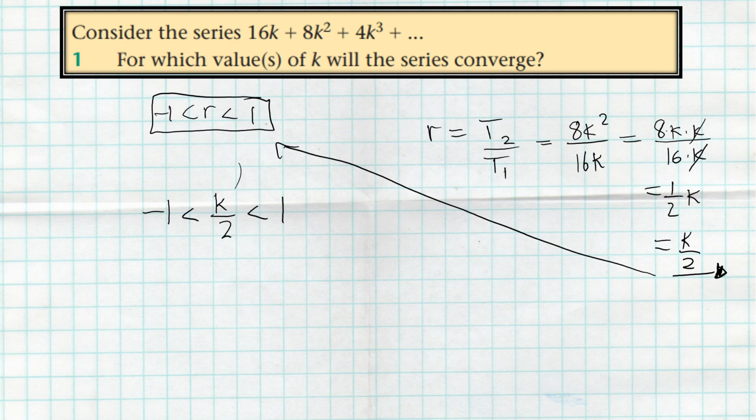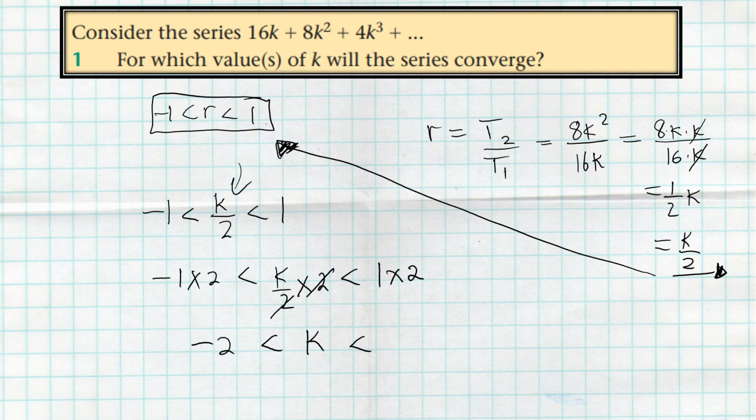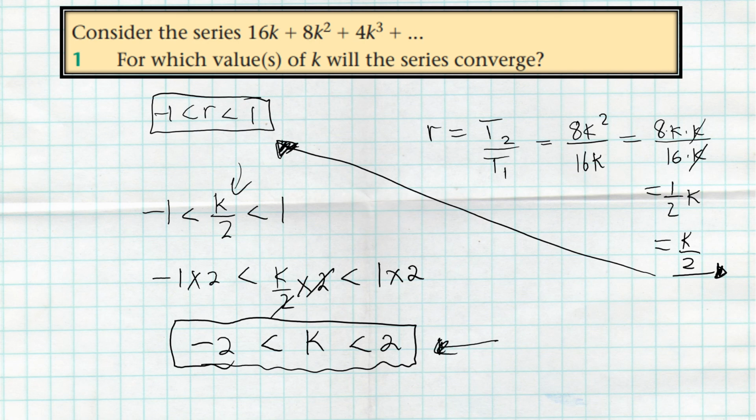Up until here in the middle you have k only. So you have to think of how you solve inequalities. To solve this, we can multiply all sides by 2 so that 2 and 2 cancel each other. So it will be -1 times 2 less than k/2 times 2 less than 1 times 2, right? Then it will be -2 less than k, 1 times 2 is 2. So for which values of k will the series be convergent? It's only when k is between -2 and 2. So that's it. Okay.